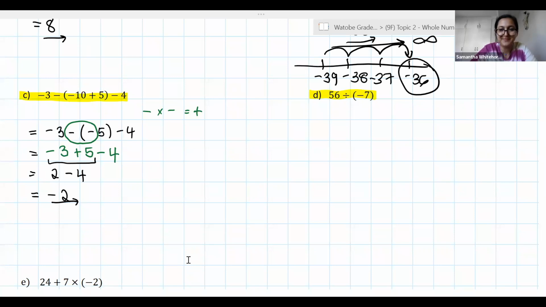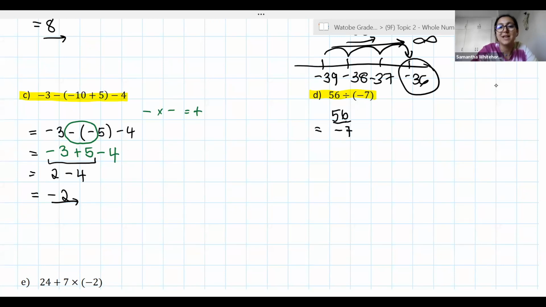So, ma'am, D is -8. Perfect. Right, so guys, what we need to remember here is if you wanted to, any division can always be written as a fraction. You don't have to write it as a fraction. But what I need you to remember is that the sign rules of multiplication apply for division as well.